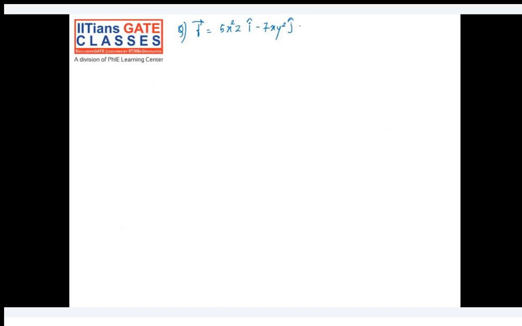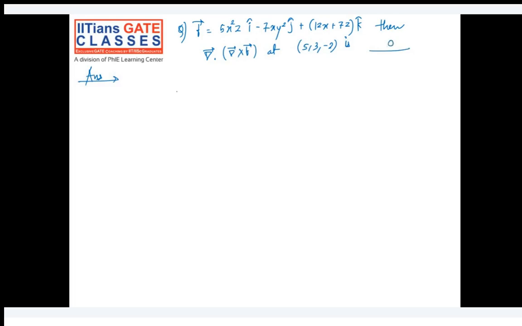Then del dot del cross f bar at 5 comma 3 comma minus 2 is 0. Yes, answer is 0, right? Because indirectly what we are calculating is divergence of curl of vector, and we know that we have studied divergence of curl of vector is 0. If you want to try, you can try also.